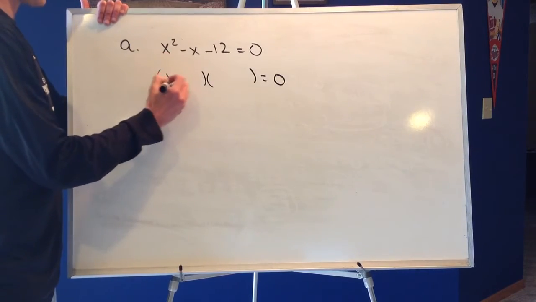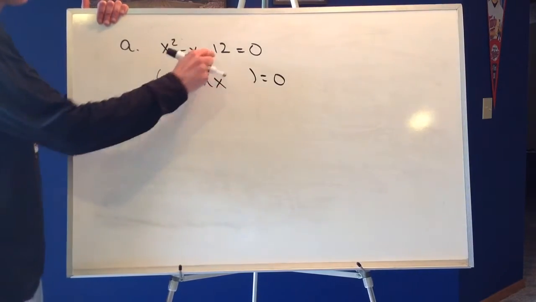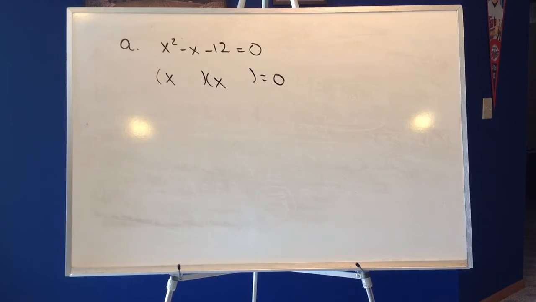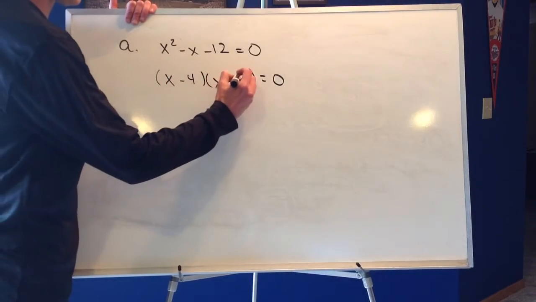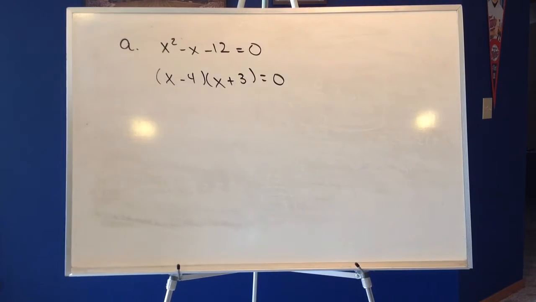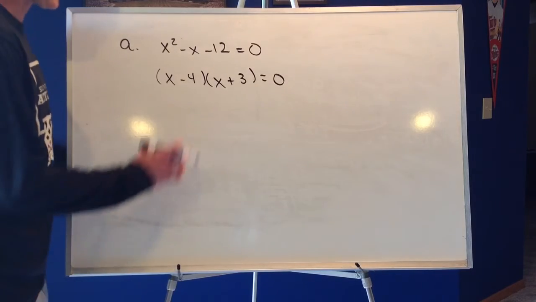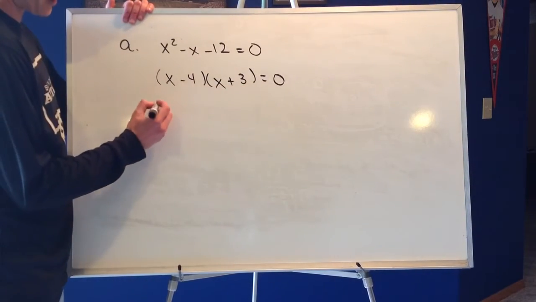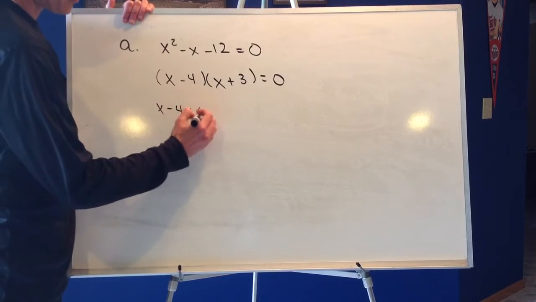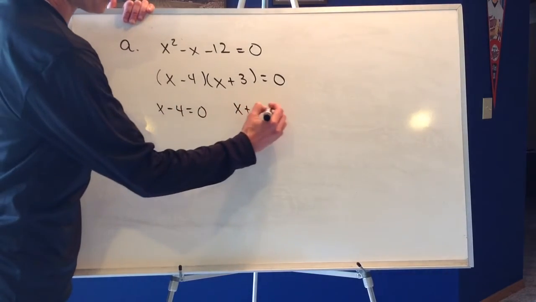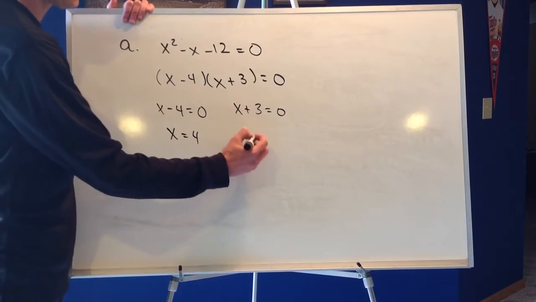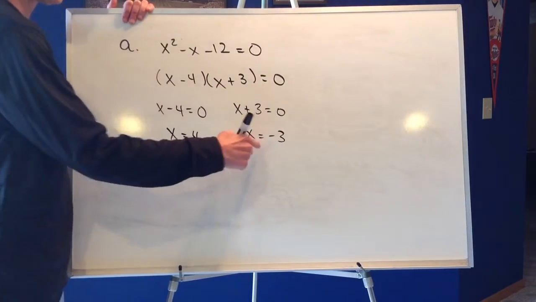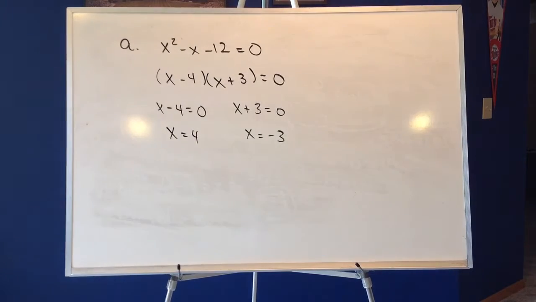There's no GCF, so we'll go to our 2 parentheses. For the x squared, I would have x and x. I need factors of -12 that give me a -1. So it would end up being -4 and +3. The exact same factoring you did most of chapter 8. I have 2 different pieces, which means I'm going to have 2 different answers. So I set each of those equal to 0. I get x equals 4 as one answer, x equals -3 as my other answer when I solve.